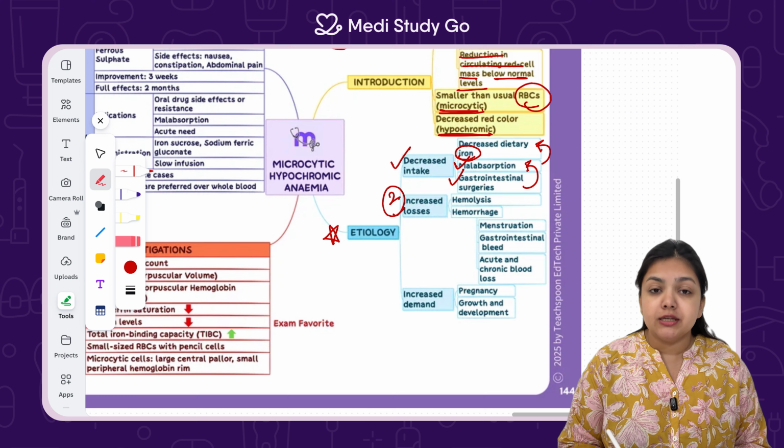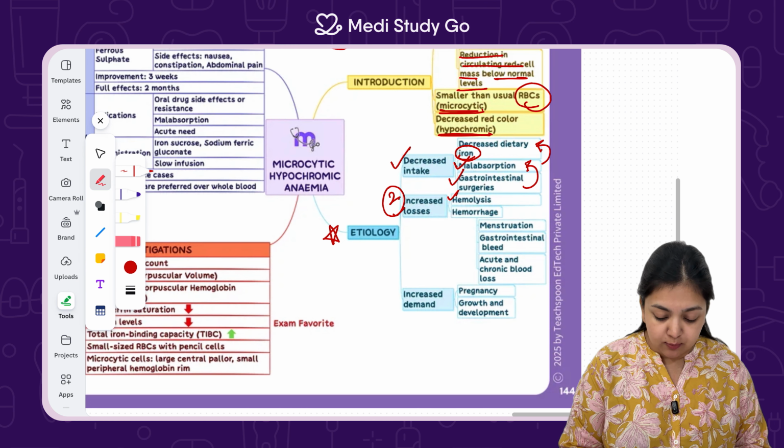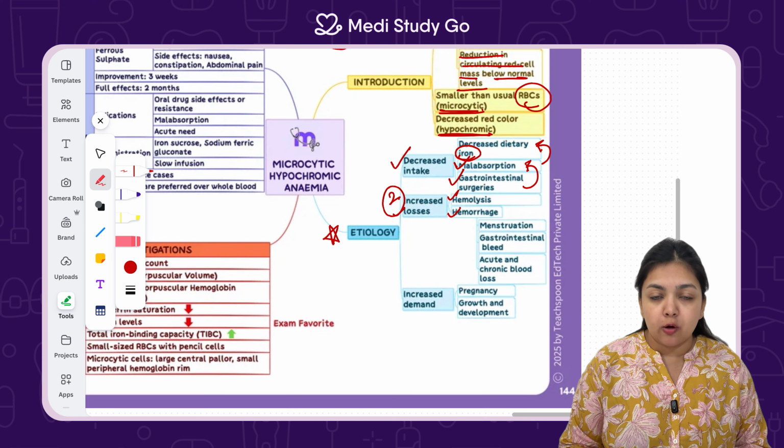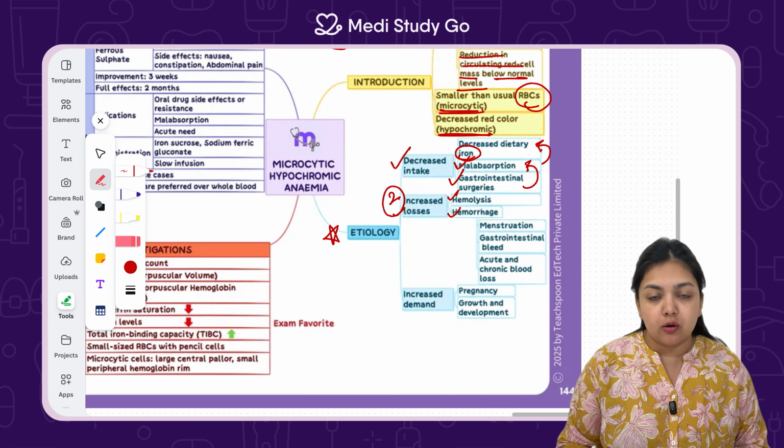Secondly, there can be increased loss of iron. For example, hemolysis and hemorrhage. Hemolysis is when more RBCs are being broken down because of whatever cause, and hemorrhage is when bleeding is happening inside or outside the body.